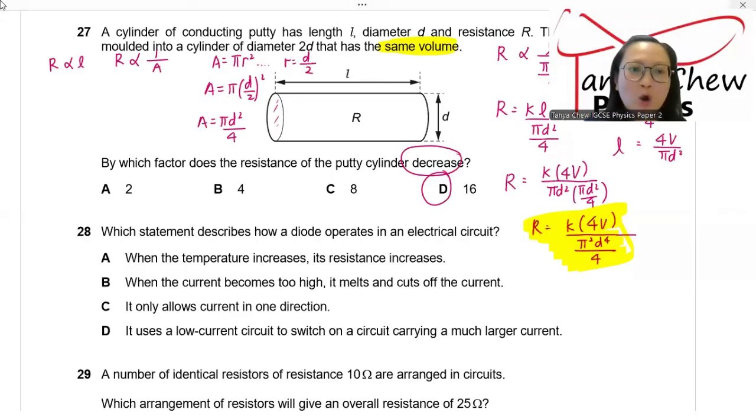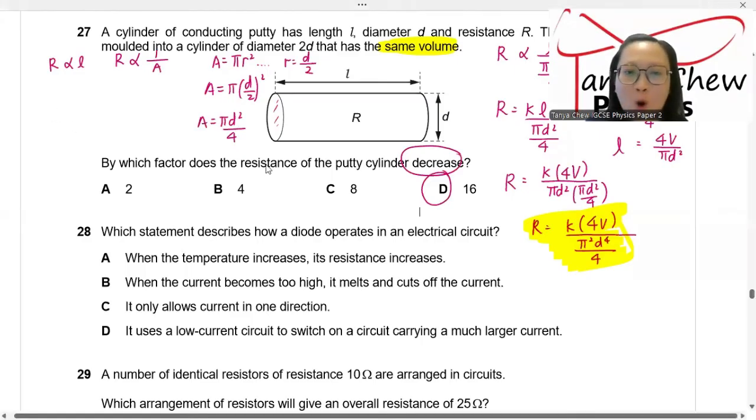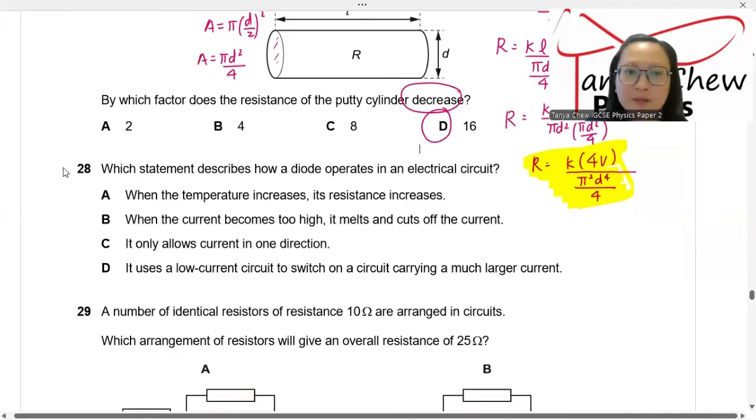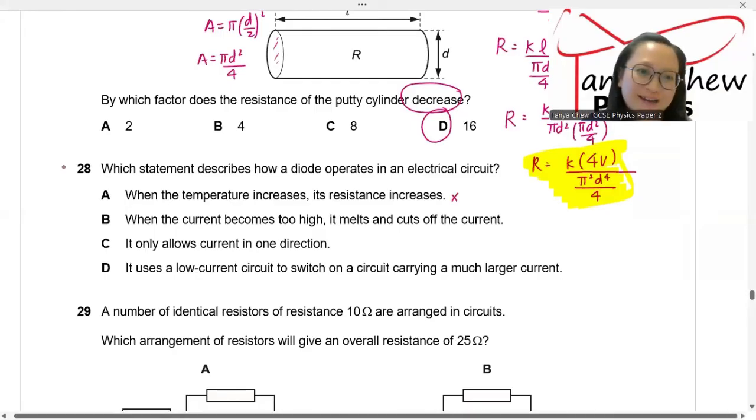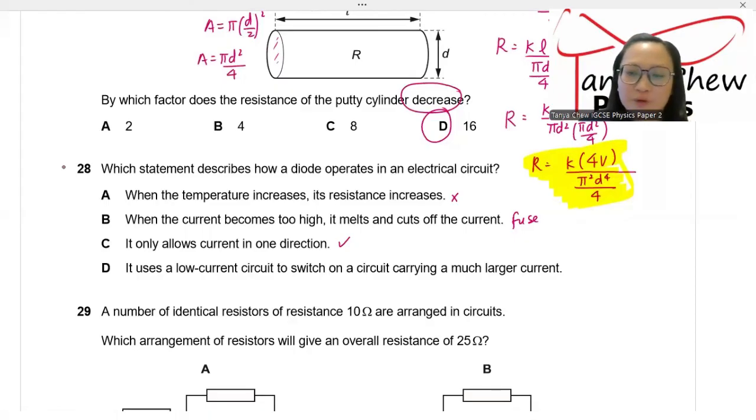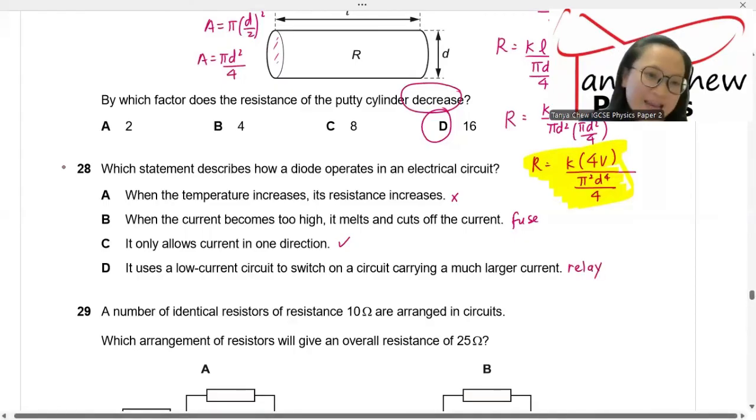Question number 28. Which statement describes how a diode operates in an electrical circuit? A, when the temperature increases, its resistance increases. Diode, this has nothing to do with temperature. B, when the current becomes too high, it melts and cuts off the current. This is a function of the fuse. C, it only allows the current in one direction. Sounds correct. Yes. D, it uses a low current circuit to switch on a circuit carrying a much larger current. That is only true for relay. That is why the answer is C.